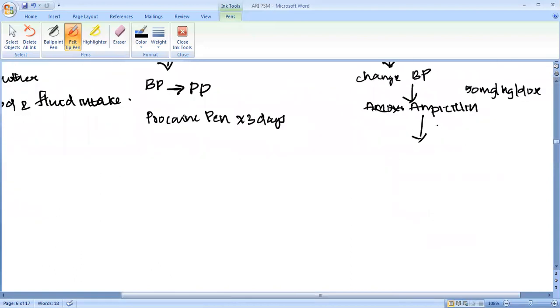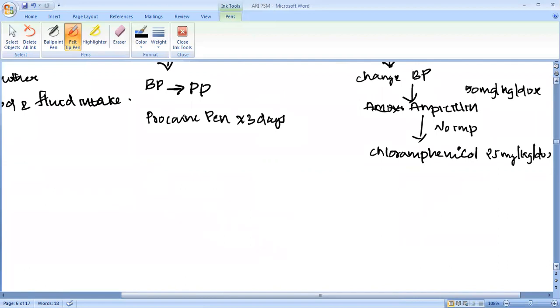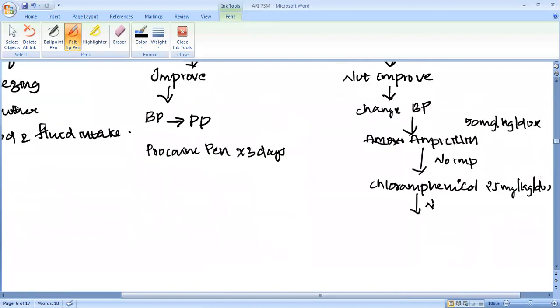Again, if there is no improvement, we change to chloramphenicol. The dose of chloramphenicol is usually 25 milligrams per kilogram per dose. If again there is no improvement, we change the chloramphenicol to cloxacillin plus gentamicin.